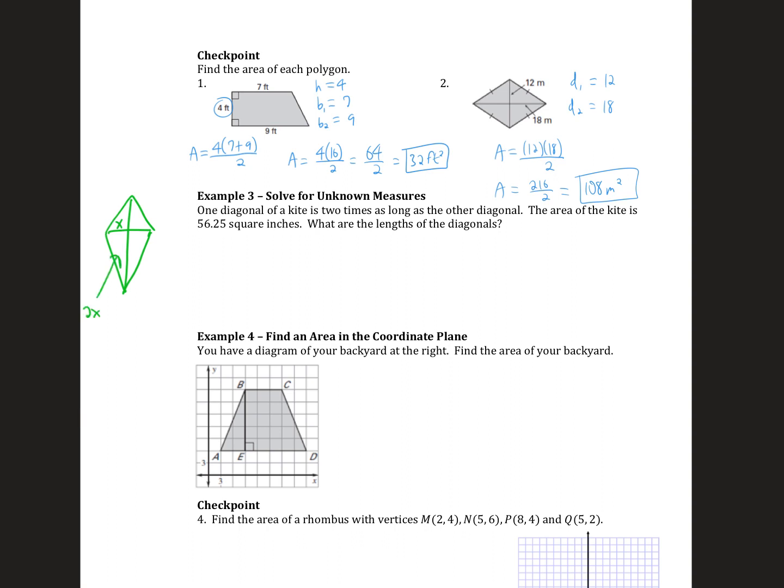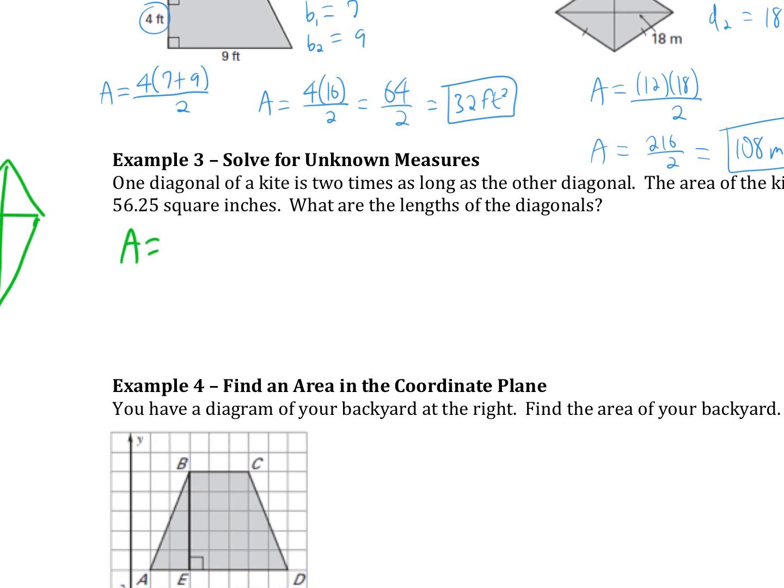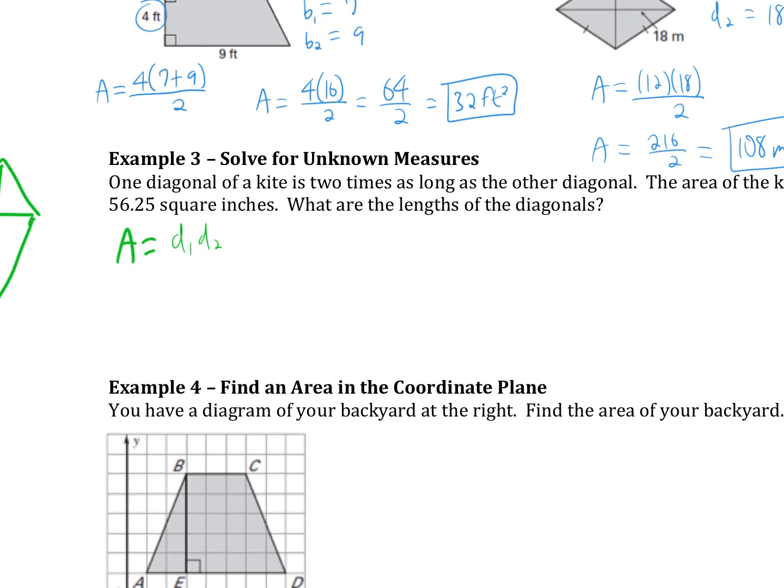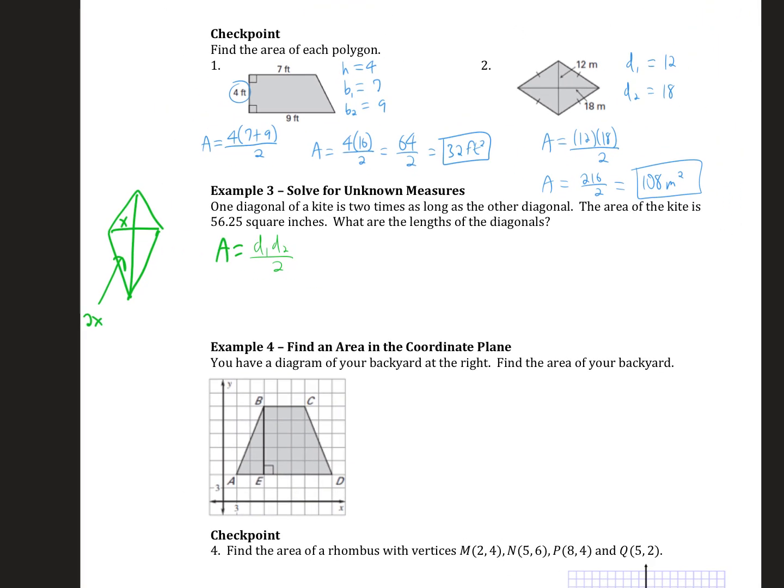Okay? So area, again, is going to equal diagonal 1 times diagonal 2 over 2. Do we know the area for this problem? We do. We know it's going to be 56.25 equals diagonal 1, we're going to call x, diagonal 2 is 2x, all over 2. Okay, now we need to solve for x. How do we do that? We're going to multiply both sides by 2. So that's going to be 112.5 equals 2x squared.